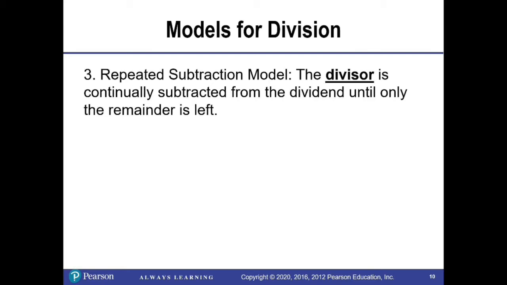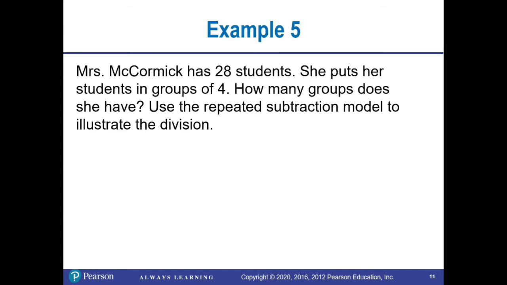Now our remainder has to be smaller than our divisor. So let's look at an example. Mrs. McCormick has 28 students and she puts her students in groups of 4. How many groups is she going to have? Use the repeated subtraction model here to illustrate our division.